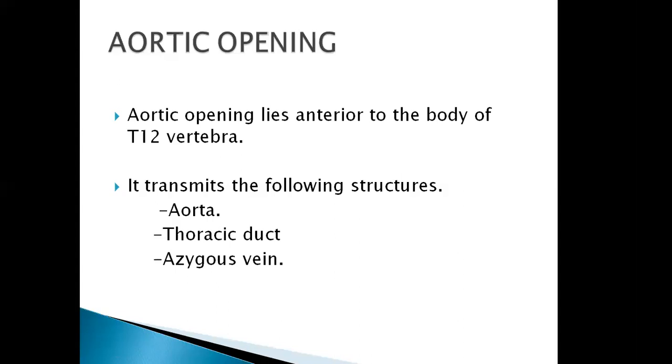Now, what are the structures that transmit through this opening? They are the aorta, as the name indicates, the thoracic duct, and the azygos vein. These are the three structures that transmit through the aortic opening: aorta, thoracic duct, and the azygos vein.